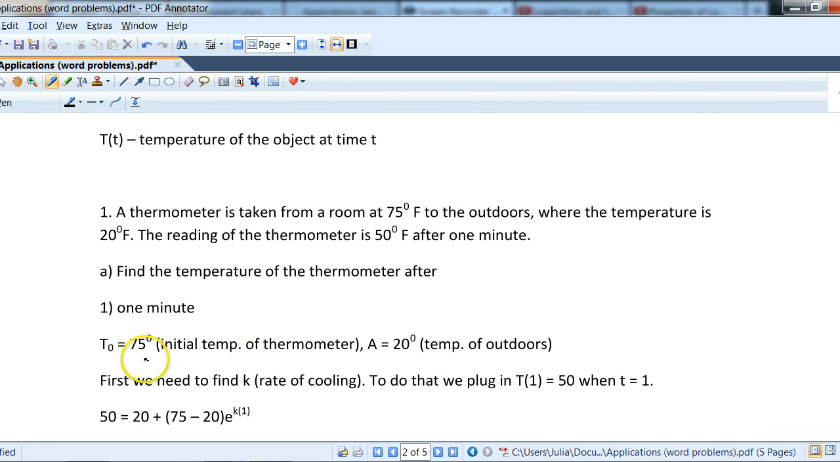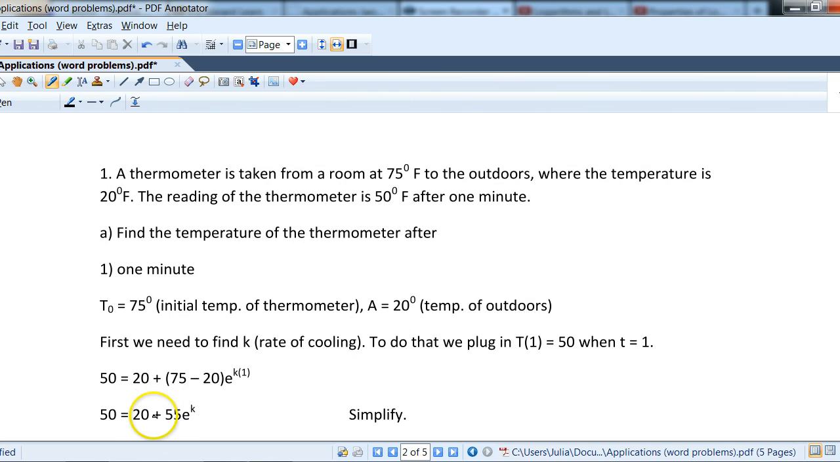So T0 is 75 degrees, A is 20 degrees, and we have to find K, but we do know that T of 1 equals 50 when t equals 1. So this is how we set this up to find K: 50 equals 20 plus (75 minus 20) e to the K times 1. Typically you follow the order of operations and work out what's in parentheses first. So that would be 20 plus 55 e to the K, because it's K times 1.